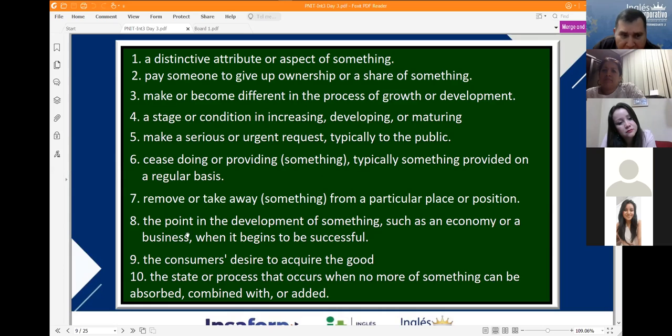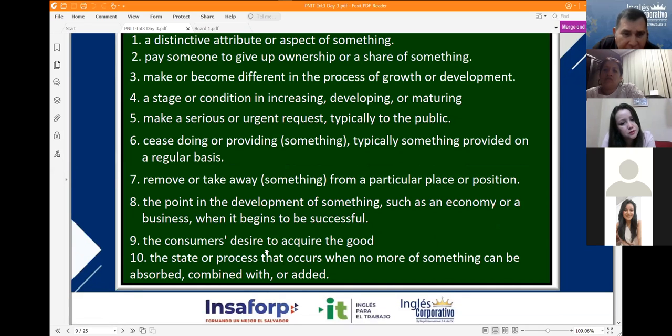And number eight, the point in the development of something, such as an economy or a business, when it begins to be successful. Number nine, the consumer's desire to acquire the good. And number ten, the state or process that occurs when no more of something can be absorbed because it's too much, combined with or added.